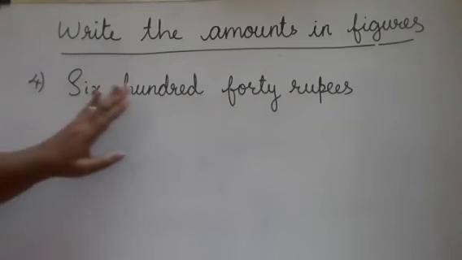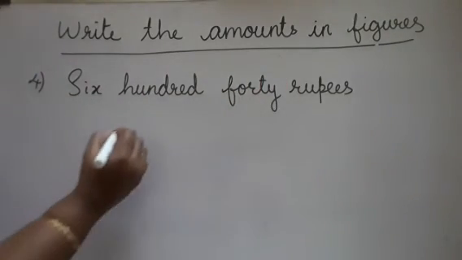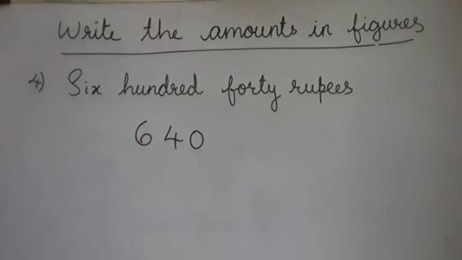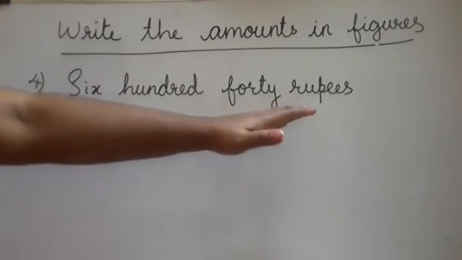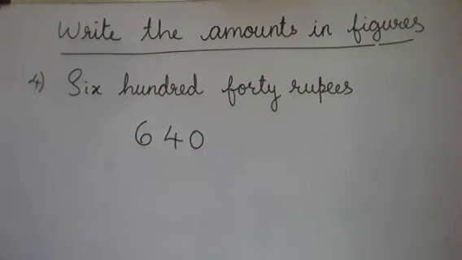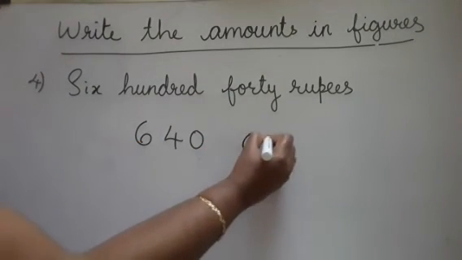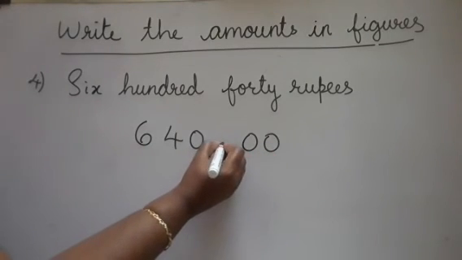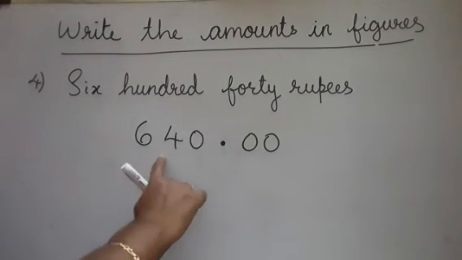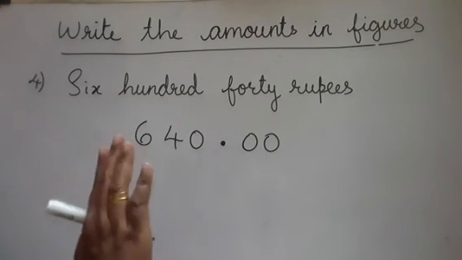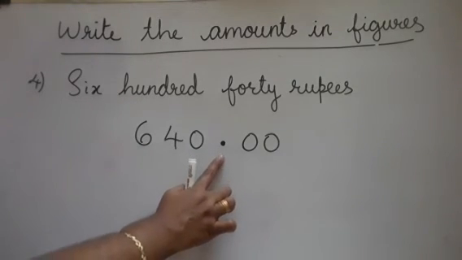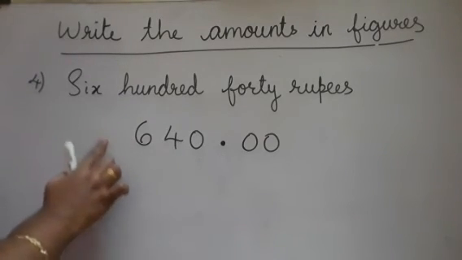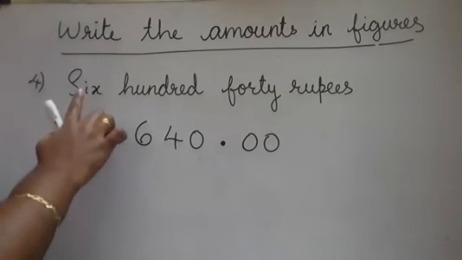Look at this. It is 640 rupees. Then, what is the paise here? There is nothing. So, we can write 0, 0. And then what you can do? We can put a dot in between the rupees and paise. Dear kids, don't forget to put this dot. Don't forget to put this dot and the symbol of the rupees at first.